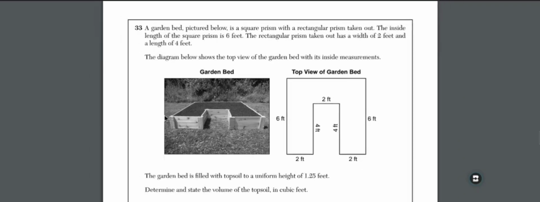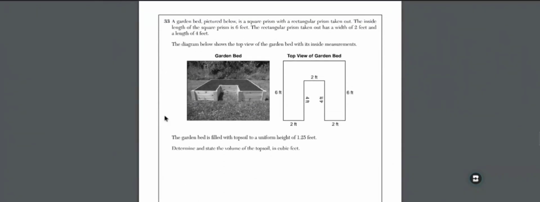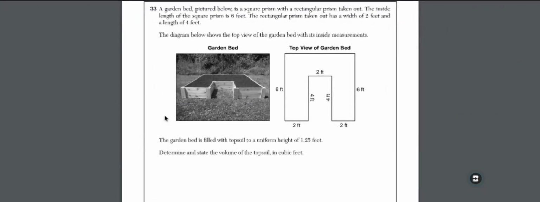Question number 33. I'm going to have to zoom out for this one. A garden bed pictured below is a square prism with a rectangular prism taken out. The inside length of the square prism is 6 feet. The rectangular prism taken out has a width of 2 feet and a length of 4 feet. The diagram below shows the top view of the garden bed with its inside measurements. The garden bed is filled with topsoil to a uniform height of 1.25 feet. Determine and state the volume of the topsoil in cubic feet.